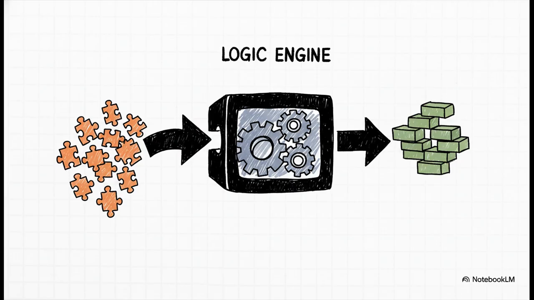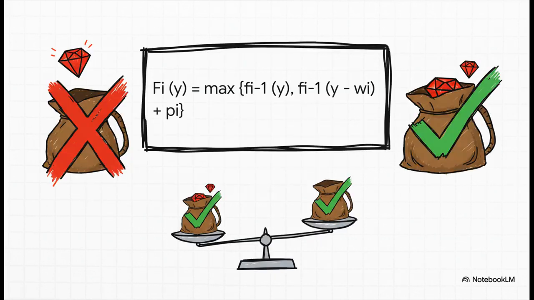Now, to solve this using dynamic programming, we need a little formula, a piece of logic that's going to make the decision for us at every single step. This is what we call the recurrence relation. Now, don't let the name scare you. Just think of it as the brain of our solution. It's the logic engine that drives everything. I know this formula looks a little intense at first glance, but let's break it down.